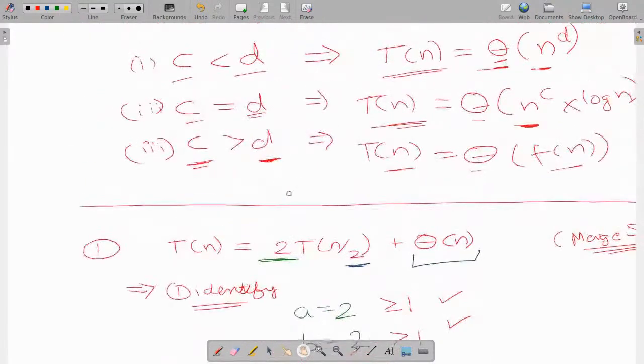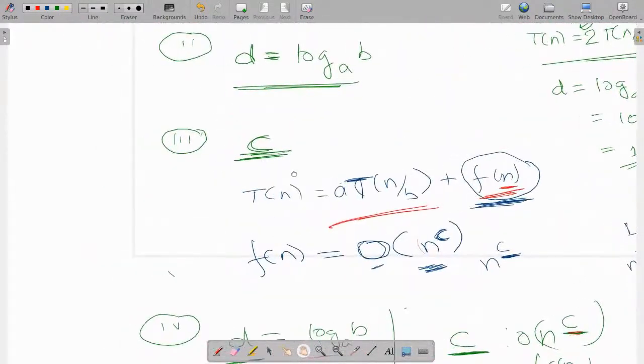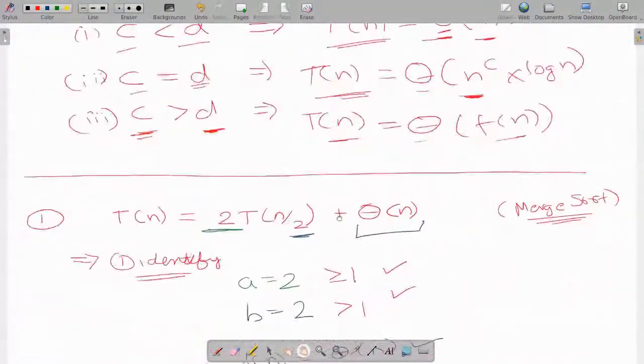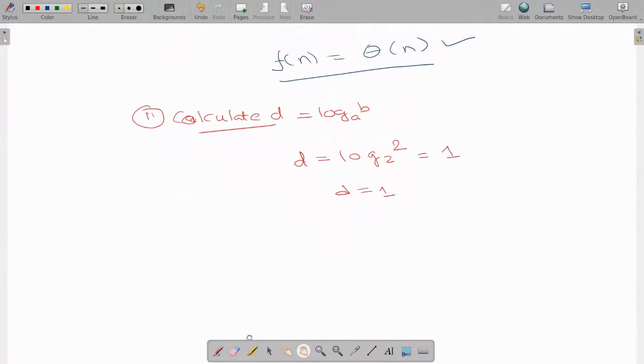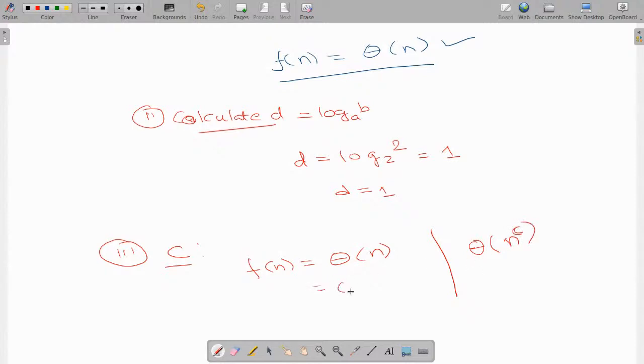Now what was the third step? The third step was identification of c. And what is c? The c comes from the function. We have a function that looks like this. How can we get c from here? For getting c, we look at the function, and c lies here. We can write this function as theta of n power 1, and so we understand that our c here is 1.